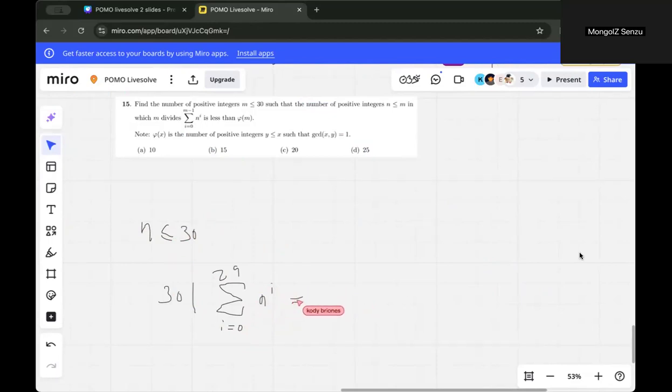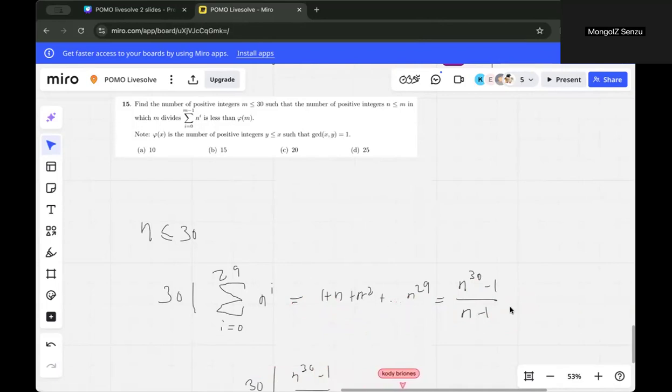This is just equal to a geometric sum of 1 plus n squared all the way to n to the 29, which should just be equal to n to the 30 minus 1 over n minus 1. And it's just asking how many numbers n are there such that 30 divides n to the 30 minus 1 over n minus 1. So let's look at this new sum. We get 30 divides n to the 30 minus 1 over n minus 1, and this implies that 30 divides n to the 30 minus 1.